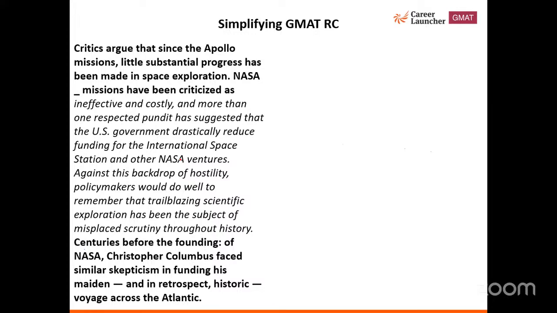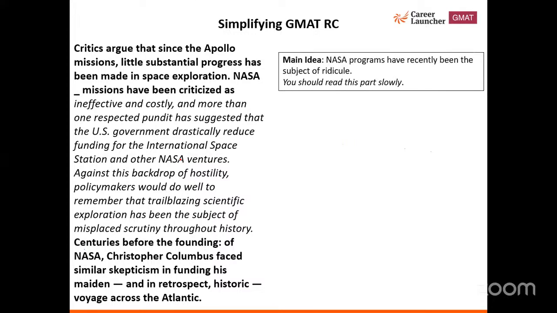All right, I believe we have read the passage here. Now, if you notice here that the first paragraph or the first few lines rather is where you'll find the main idea or the key point where it says that the NASA programs have been the subject of ridicule. So this is the part that you would want to read a little slower.